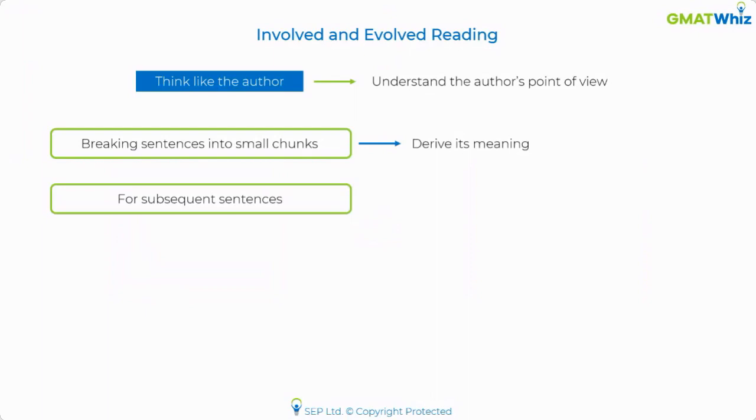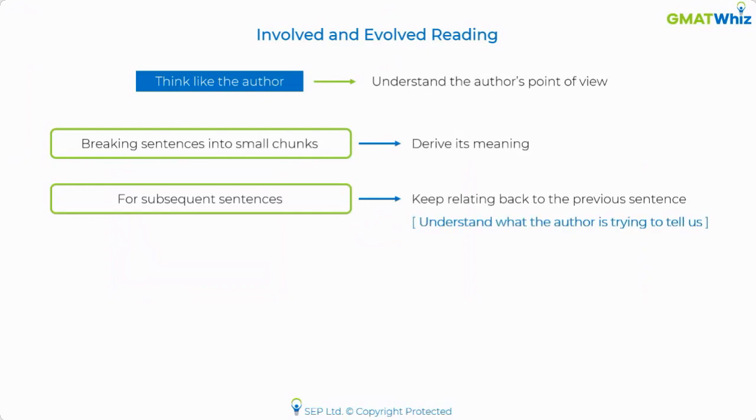Then for every next sentence, you do the same thing. You break it, read it, derive meaning, but you also relate back to the previous sentence. You would have seen how I did that in this paragraph also. What I read at the beginning, I kept relating to. When I read the second sentence and when I read the third sentence, I kept relating to the previous sentence. This relating back is very, very important. That will help you understand what the author is trying to tell you.